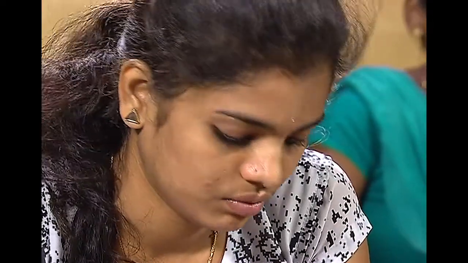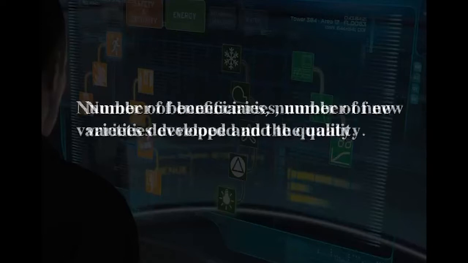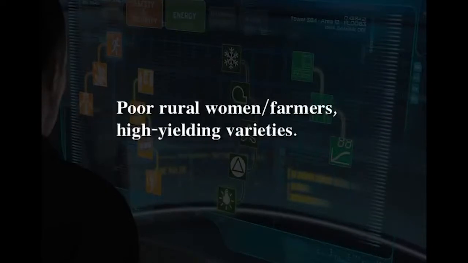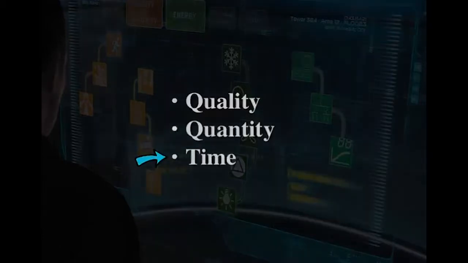Each objective should specify the quantity of achievement, for example, number of beneficiaries, number of new varieties developed, etc., and also the quality, for example, poor rural women or farmers, high yielding varieties, etc. Objectives should also include an indication of when the objective will be achieved, for example, 3 years after the start of the project. The three words may be kept in mind: quality, quantity and time.